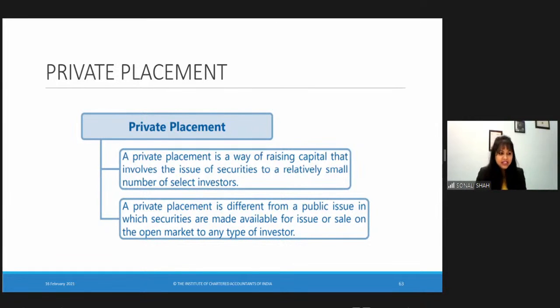Ritik, I have seen your query that you want me to repeat the content of the prospectus, which I will, but after completing private placement, on your request, I will repeat the contents of the prospectus. Don't worry.